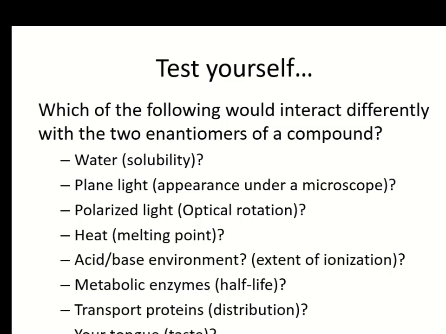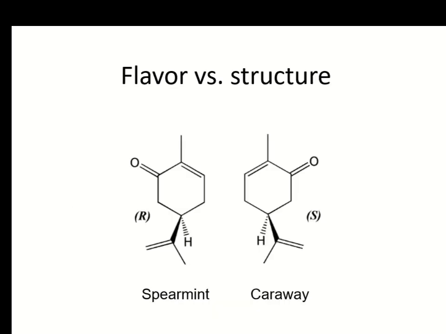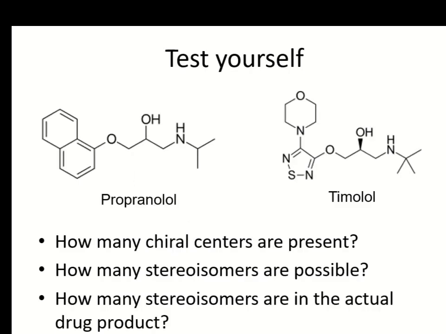How about taste? How about your tongue? I hope you can imagine that. Yes, that has receptors for particular chemicals, and can easily distinguish between the two enantiomers. In fact, we can look at these two compounds here, spearmint and caraway, which are enantiomers, right? They have one chiral center, and these are the opposite enantiomers. The one enantiomer, the one that's designated R, has a spearmint taste, and the other one has a caraway taste. That's radically different because they interact with the receptors on your tongue in a different way.